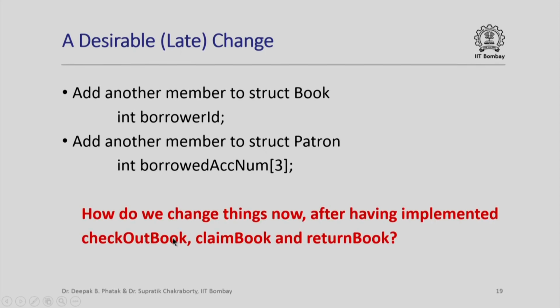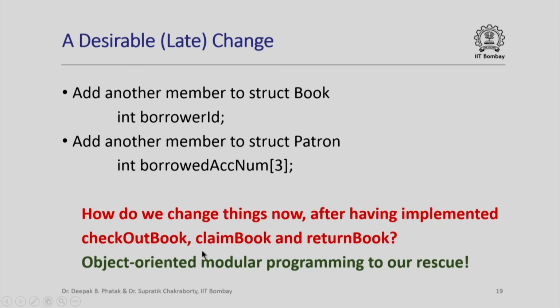But now, after having implemented checkout book, claim book and return book, how do we change things now? Do we have to go back and restart everything all over again? Well, here is where object oriented modular programming comes to our rescue, and let us see how we are actually going to incorporate these incremental changes.